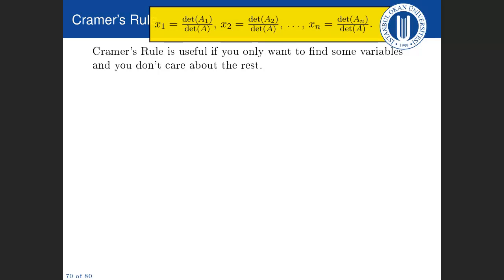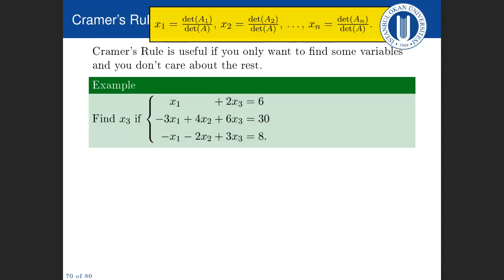Now, Cramer's rule is useful if you only want to find some of the variables and you don't care about the rest. Instead of doing row reduction to find the solutions of all of the variables, let's suppose we only want one or two of them. Let's suppose we have an example like this. Find x3 if x1, x2, and x3 satisfy this linear system.